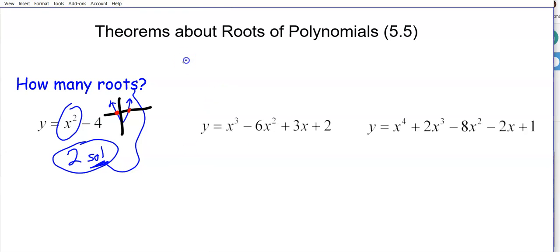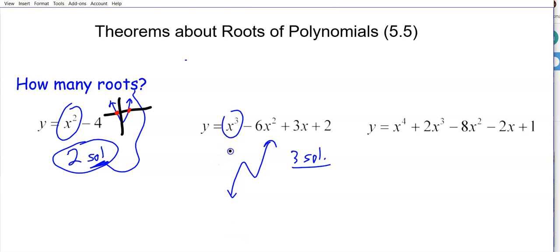So this one is x to the third. You know the end behavior. The graph's going to look like this. It might have some wiggles in between, but it's going to have a total of three solutions. That should not surprise you, right? It's x to the third power, so there'll be three solutions. It doesn't mean they're all real.